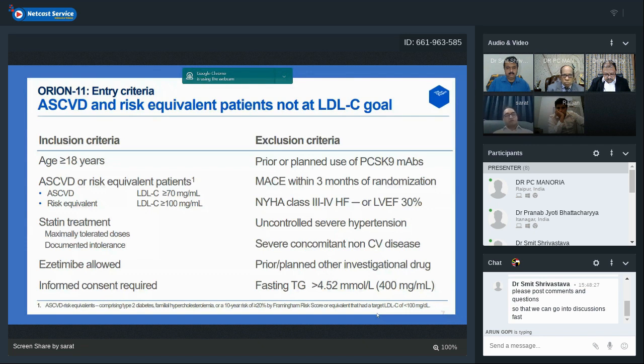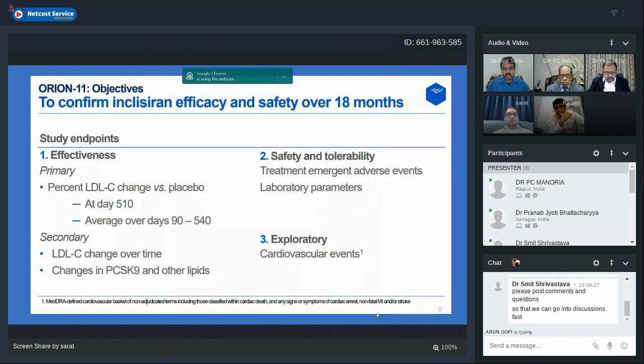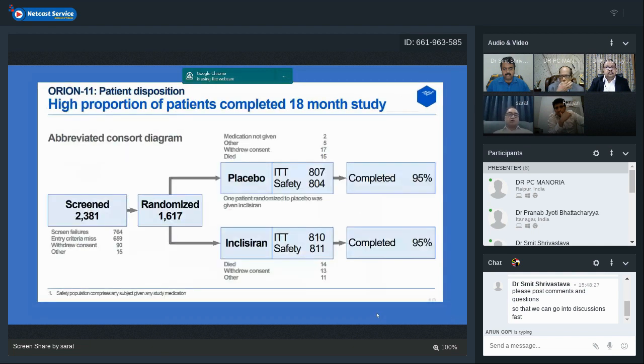Now, here again, the inclusion criteria, similar to the FOURIER trial and the ODYSSEY OUTCOMES trial, is more than 18 years. ASCVD patients or risk-equivalent patients. Statin treatment at maximally tolerated doses is already there. Ezetimibe is allowed. And you can see here that the LDL reduction is once again very consistent.